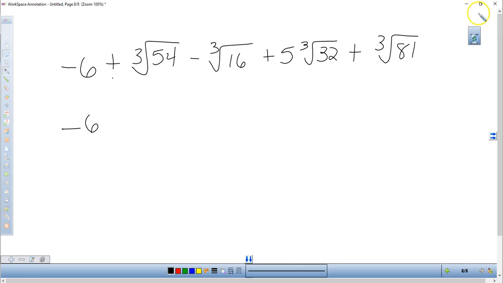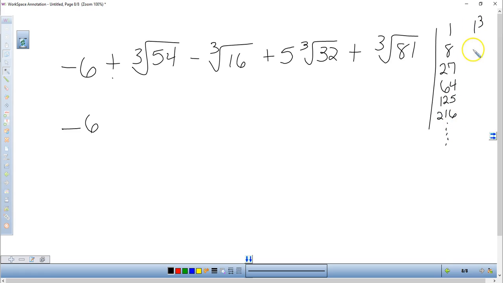Cube root of 54. Remember cube roots, move that out of the way again. Cube roots are formed by cubing numbers. So 1, and then I have 8, and then I have 27, and then 4 times 4 times 4 is 64, and 5 times 5 times 5 is 125, 216, and the list goes on. Remember, that's 1 cubed, and then 2 cubed, and so on. Okay, so we're going to be using that list to try to break these down if we can.